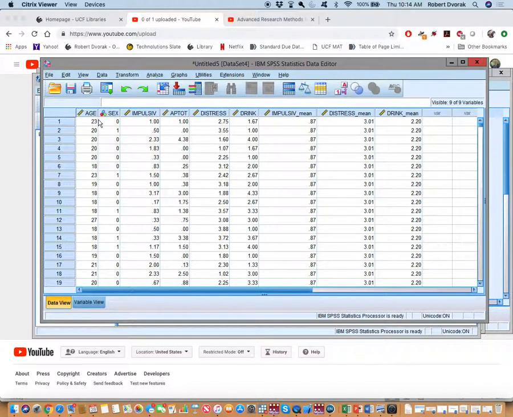Does not really make sense to center sex. It makes sense in a mathematical sense because if we don't center sex, what's going to happen? What's going to happen to our model? Will anything odd occur?